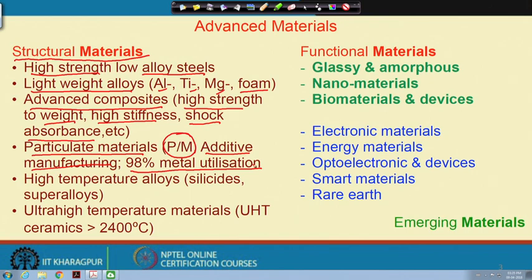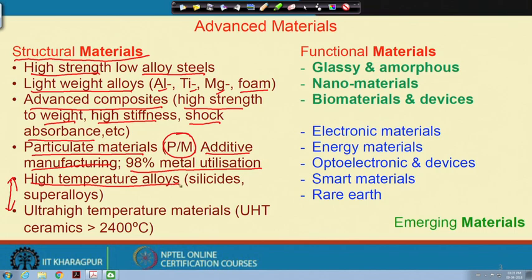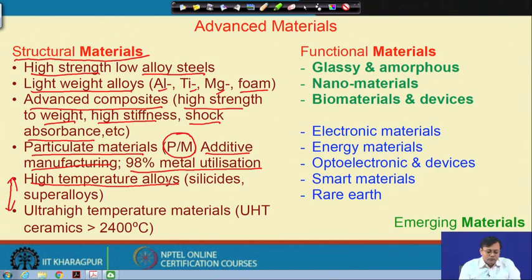Now, the other category of materials is usually for higher temperature; here high temperature alloys like silicide based composites or superalloys are used at higher temperature. Here higher temperature means we are talking about above 300 degree centigrade, up to let us say something like 1000 to 1200 degree centigrade, and people keep on developing these alloys.